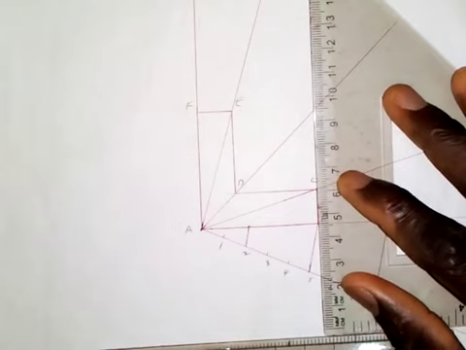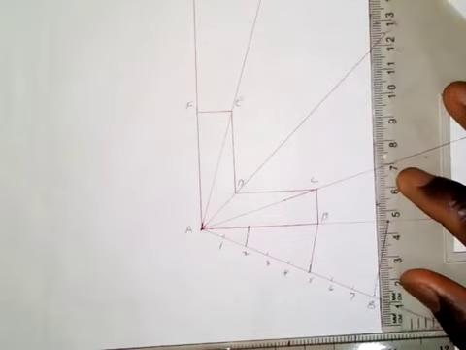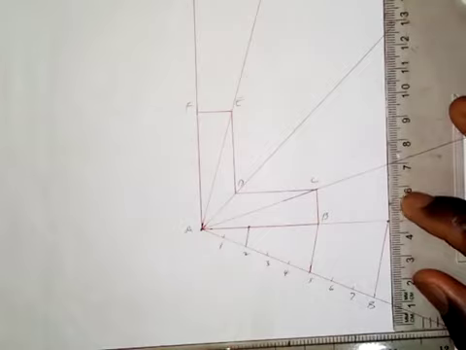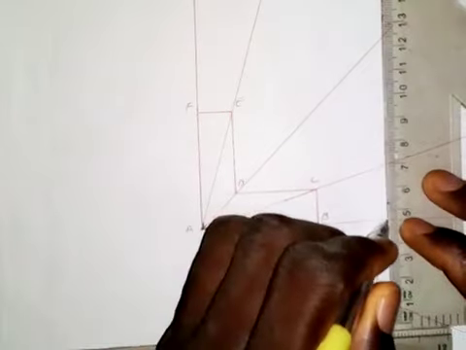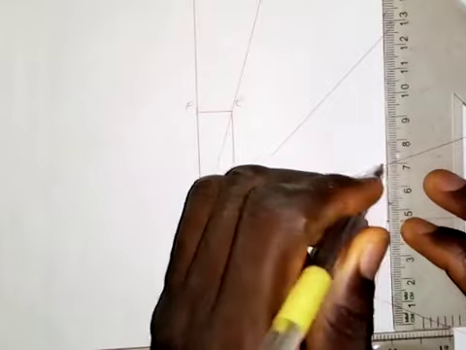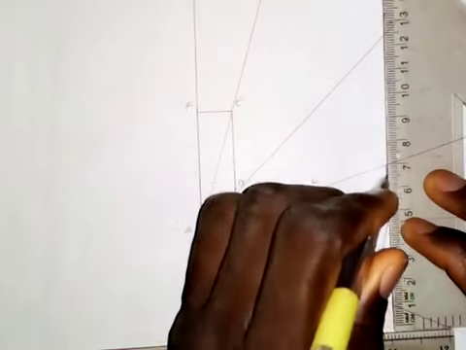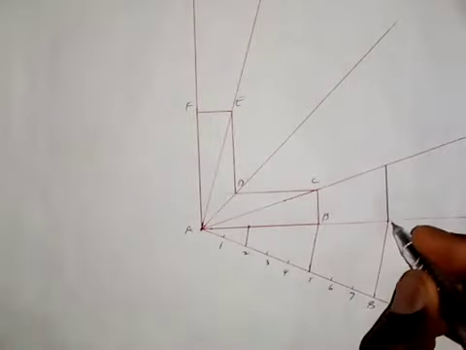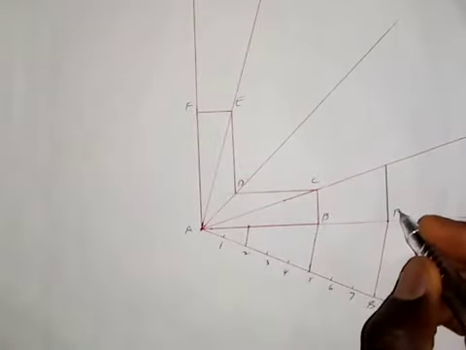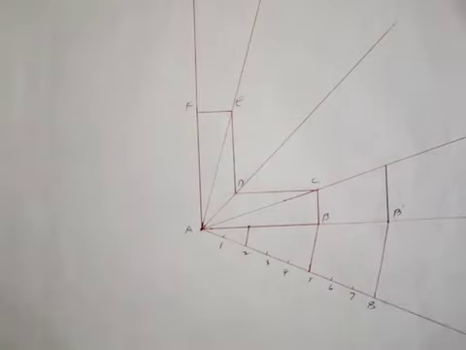Okay, so I can just come to point 8 here where we have this point, and I will draw a vertical line like this to meet this line. So this point that we have here is point B1. So I'll just call it B1.